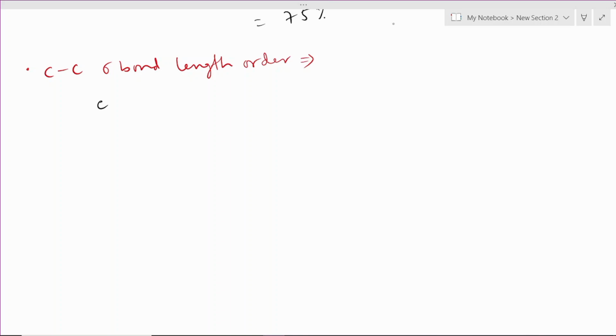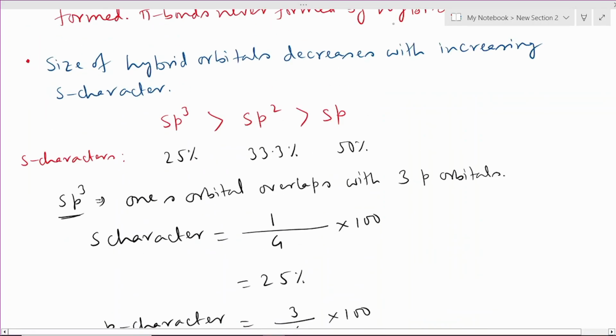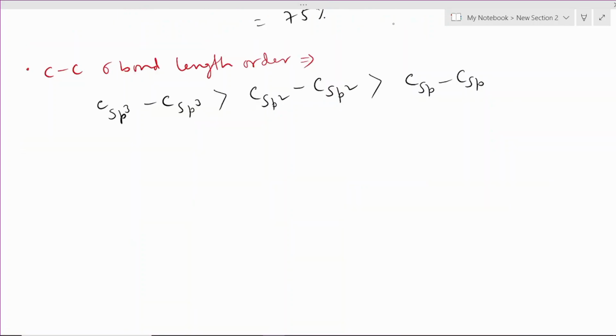So it will be Csp3 greater than Csp2, greater than Csp. So we can find that size of hybrid orbitals decreases with increasing s character. As size of hybrid orbital is maximum for sp3, the C-C sigma bond length will be maximum for Csp3-Csp3 sigma bond and minimum for Csp-Csp sigma bond.